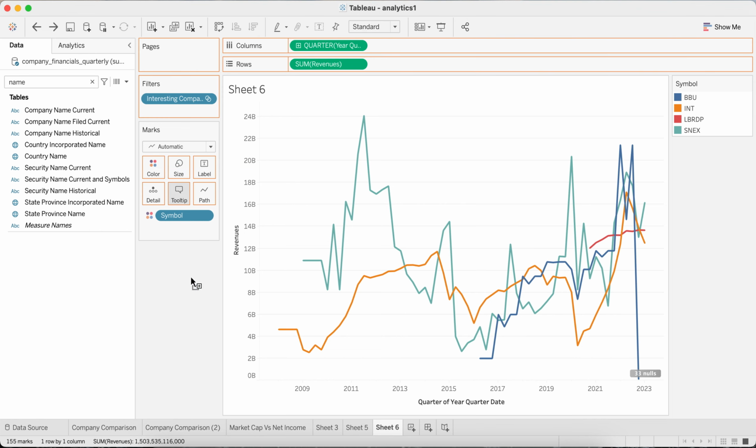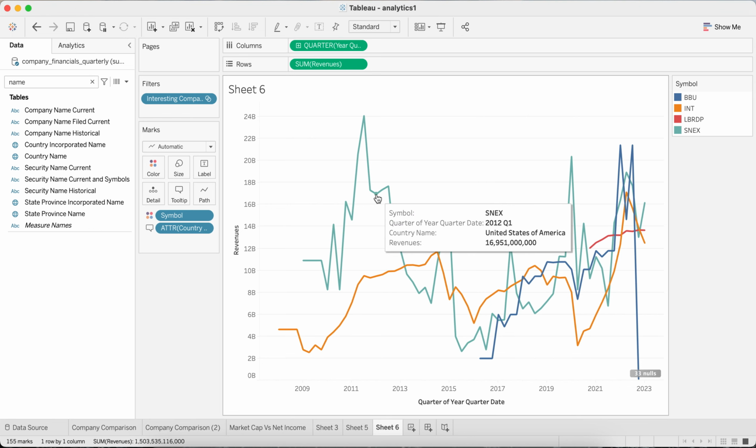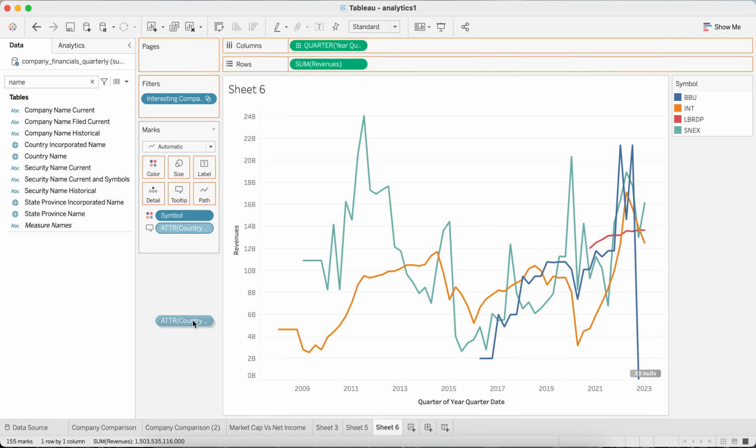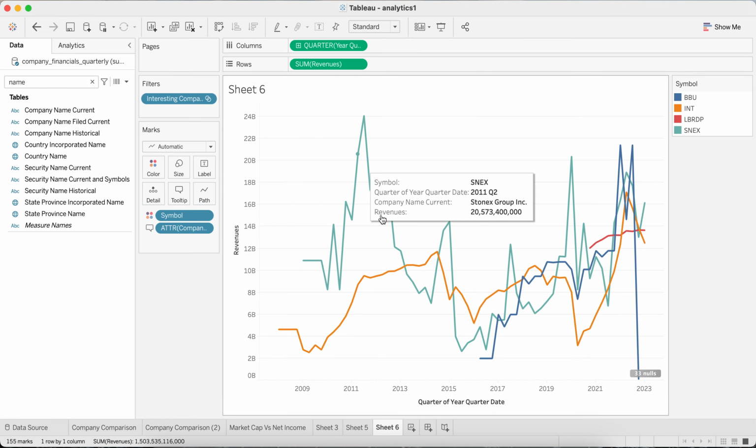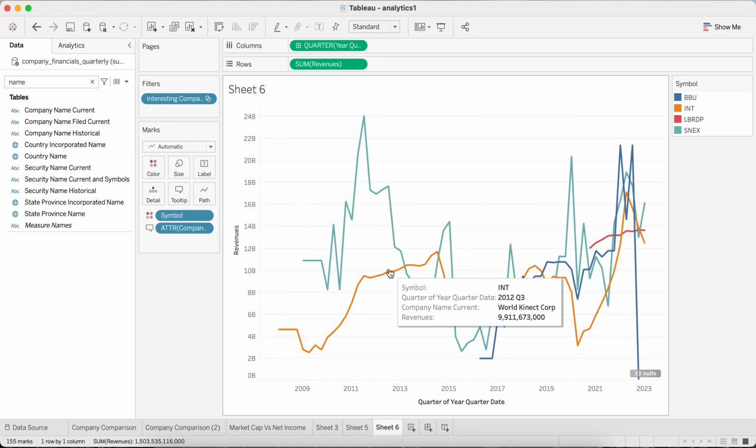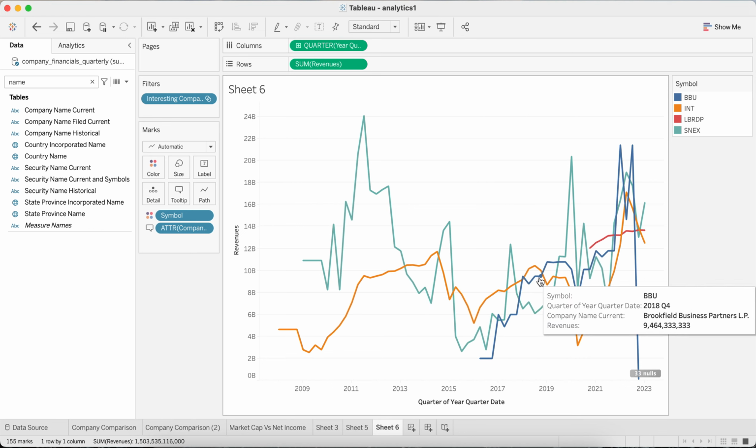So we could add it to the tooltips here. Right, so we have this is country name, not company name. Sorry. Company name current. There we go. So we have StoneX Group, World Connect Corp, Brookfield Business Partners.